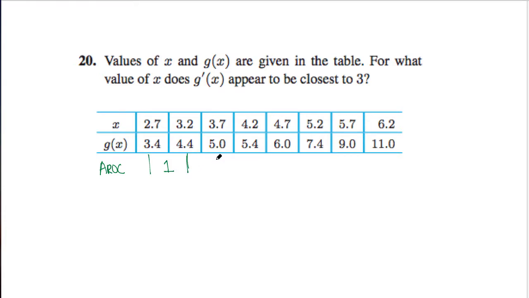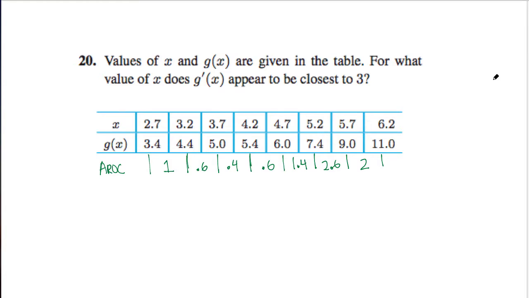For the next 2 points, we have plus 0.6. For the next 2, 0.4. For the next 2, 0.6 again. For the next 2 points, 1.4. For these 2 points, we have 2.6. And for the final 2 points, we have approximately 2.